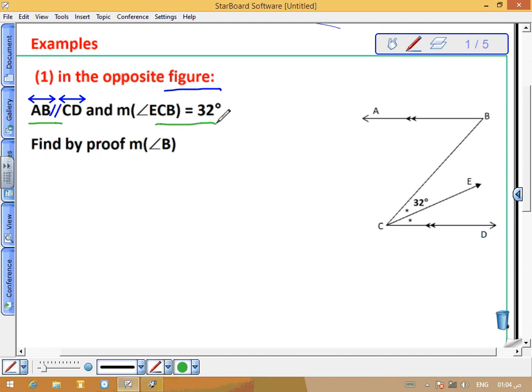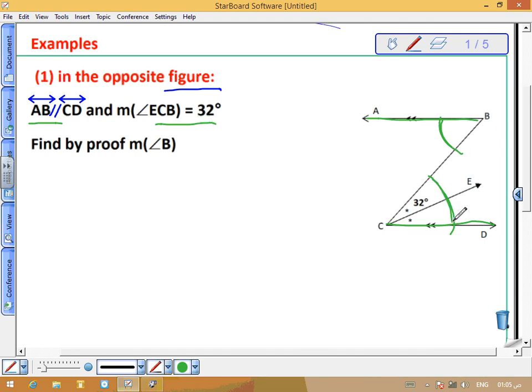Okay, we used to solve this problem before like that. Since AB is parallel to CD, then measure of angle B equals measure of angle C. Why? Because they are two alternate angles, and we have studied before, if a straight line intersects two parallel straight lines, then each two alternate angles are equal in measure. So we can say that here measure of angle B equals measure of angle C.